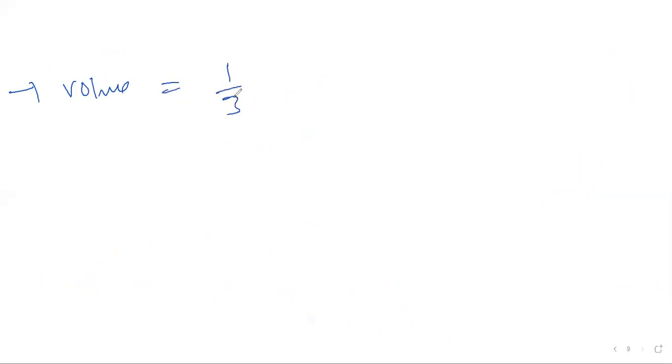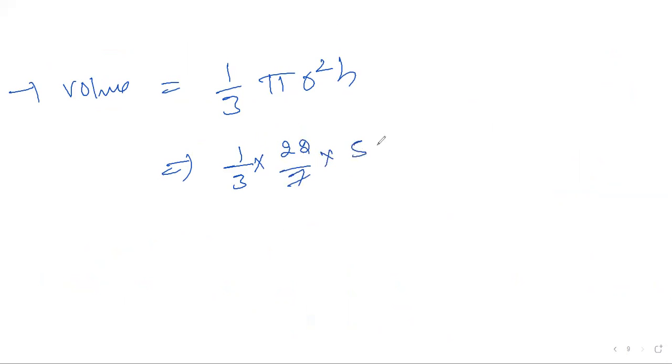1 by 3 pi R square H. Substituting: 1 by 3 pi R square, 1 by 3, 22 by 7. What's the R value? 5 and 5. What's the height, Nana? 6 centimeters.